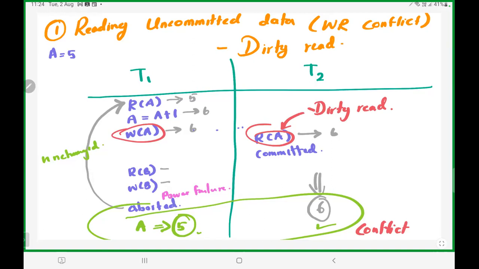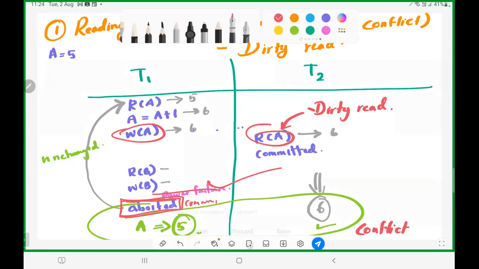But remember, if this does not abort and gets committed, and no failures come, then this will be okay. The transaction will be okay. If T1 is committed without any power failure or anything, there is no problem here. It is correct. Right? Let's move to the second one.